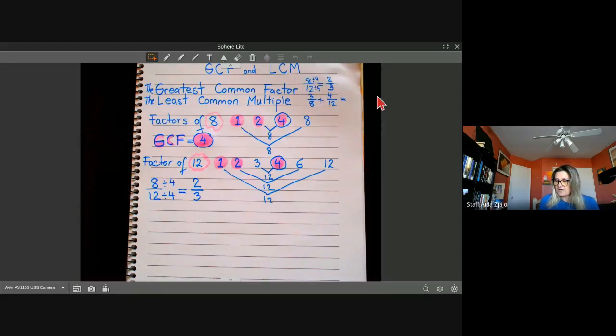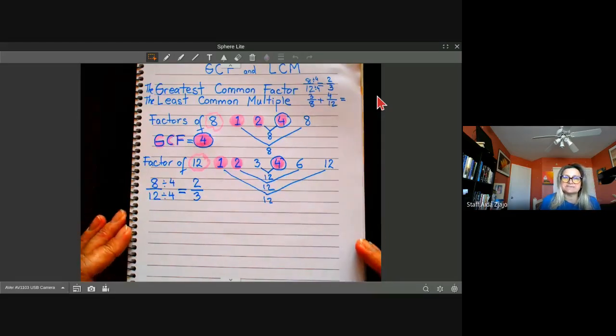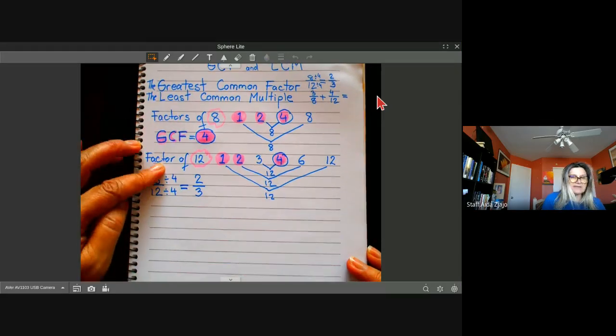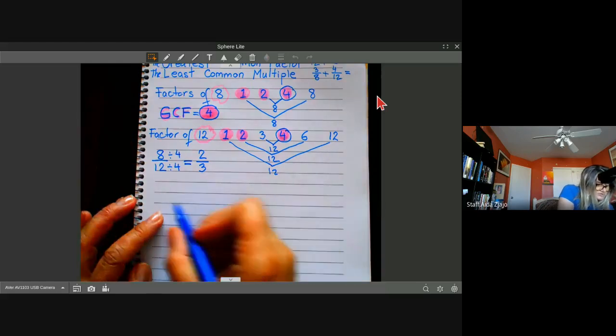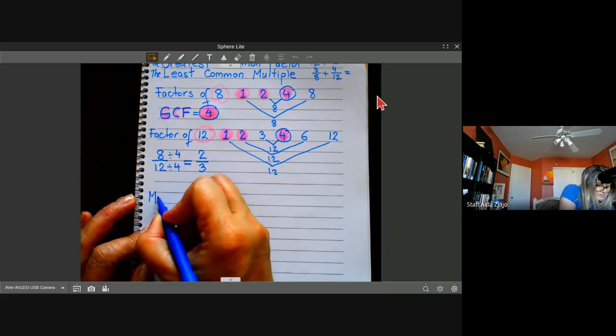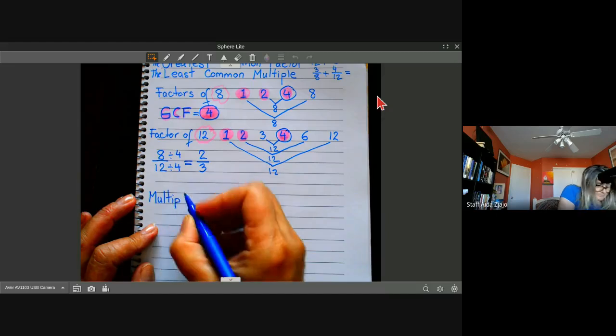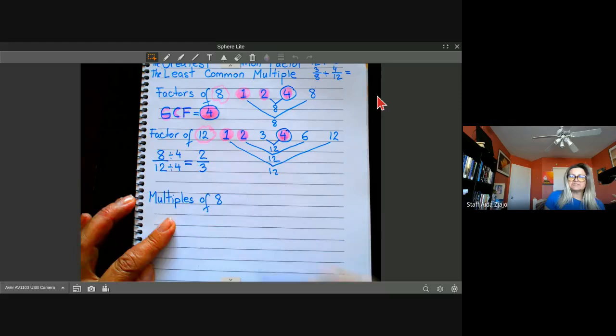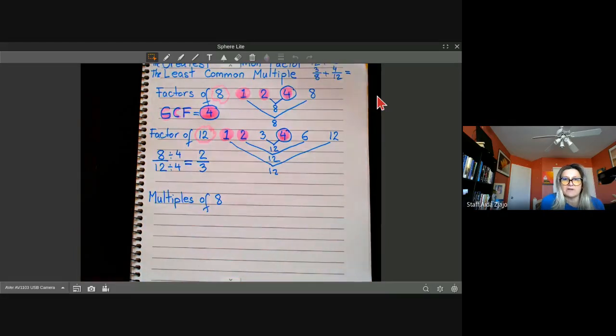Okay, so now we need to find multiples of 8 and 12. We found the factors, and multiples are a little bit different. Multiples of 8 are a simple thing. They go on forever. 1 times 8 is 8. 2 times 8 is what? 16. 3 times 8 is 24. 4 times 8 is 32.